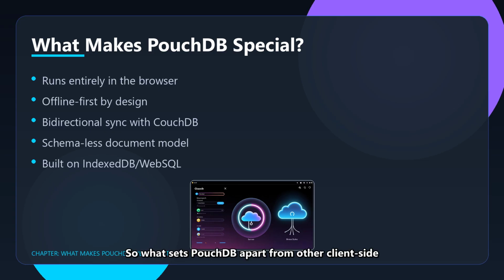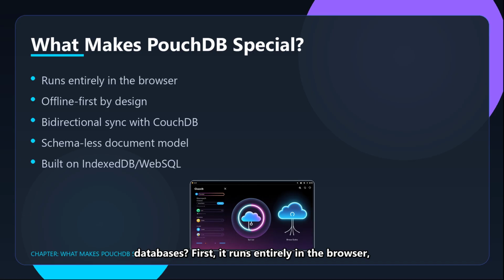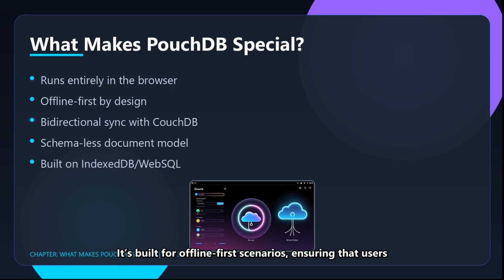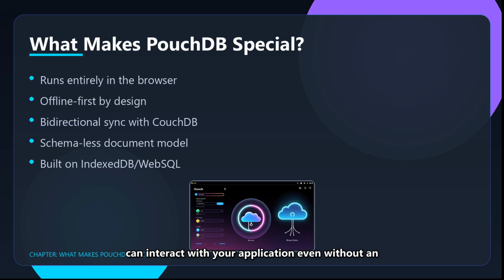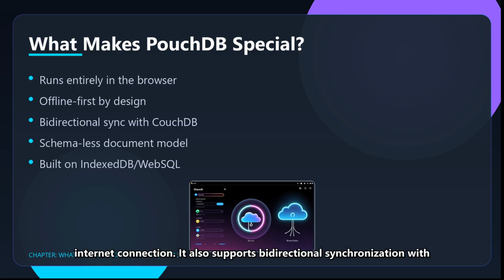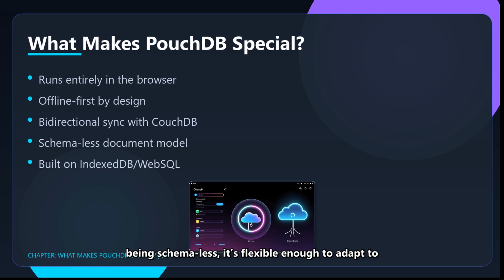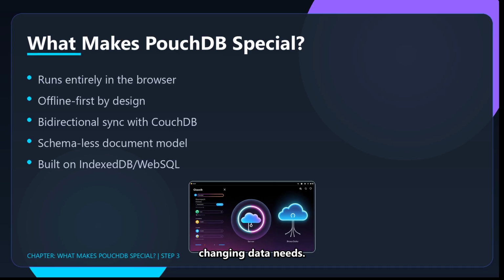So what sets PouchDB apart from other client-side databases? First, it runs entirely in the browser, leveraging modern storage mechanisms like IndexedDB and WebSQL. It's built for offline-first scenarios, ensuring that users can interact with your application even without an internet connection. It also supports bidirectional synchronization with CouchDB, giving you powerful data consistency options. Plus, being schemaless, it's flexible enough to adapt to changing data needs.